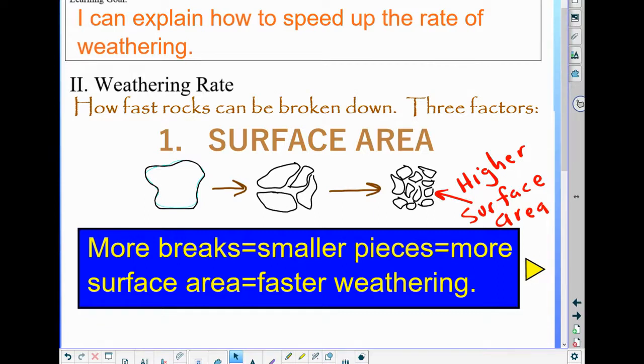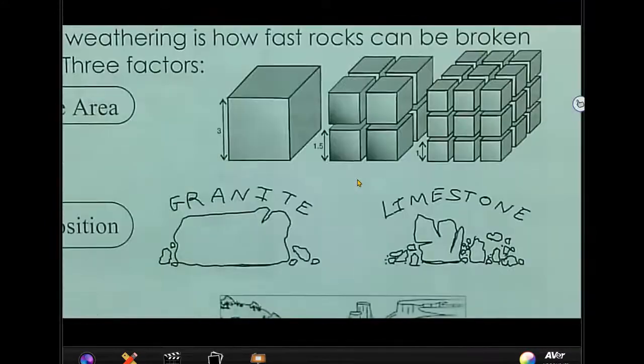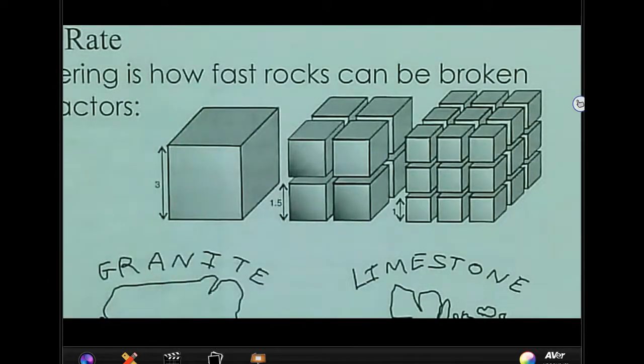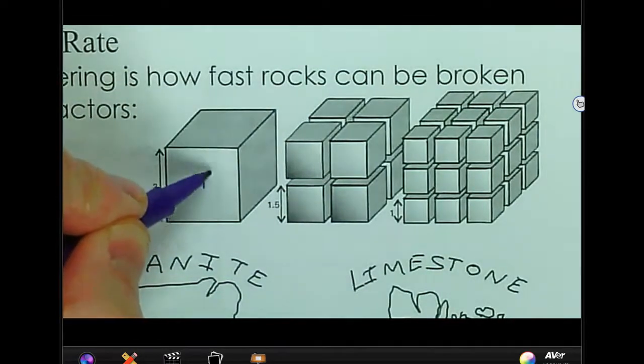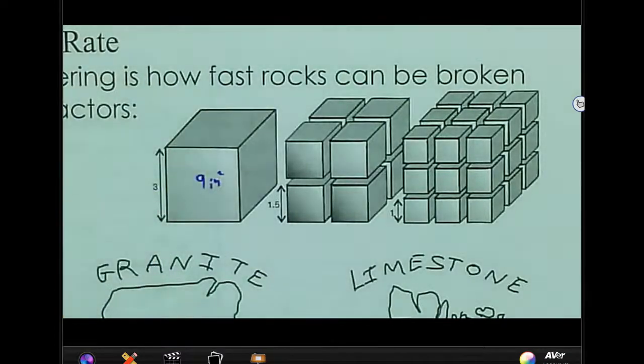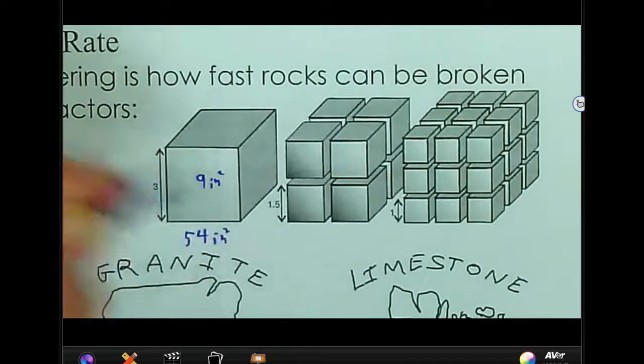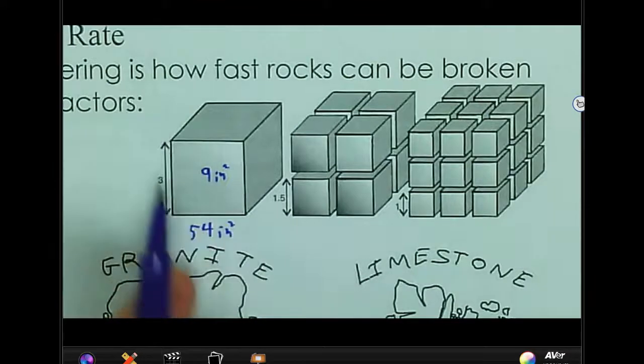We could see in our notes on page 29, if we look at this box right here, it has a side that's, let's say, 3 inches. And if that's 3 inches there, then we know that the surface area of one side is going to be a total of 9 square inches. And there's a total of 6 sides. So that gives us 54 square inches is the total surface area of this block.